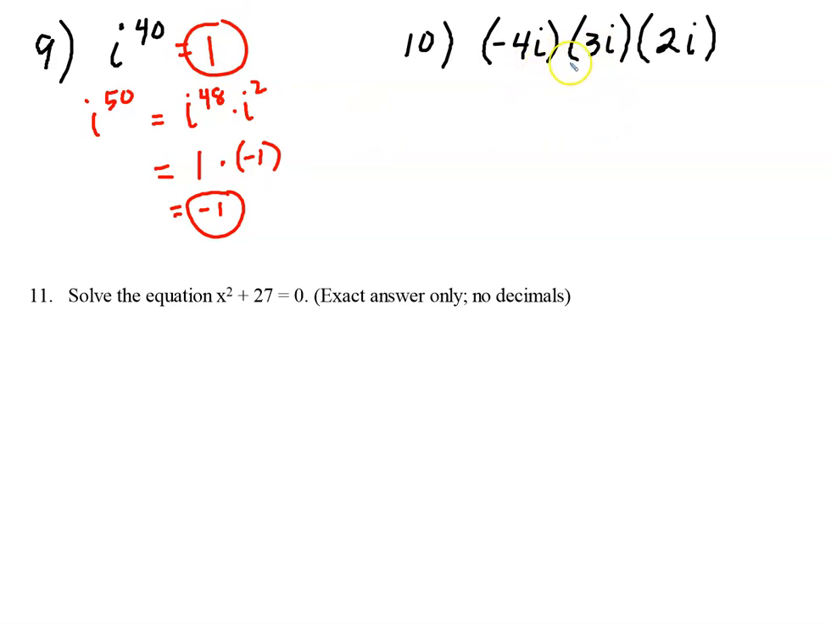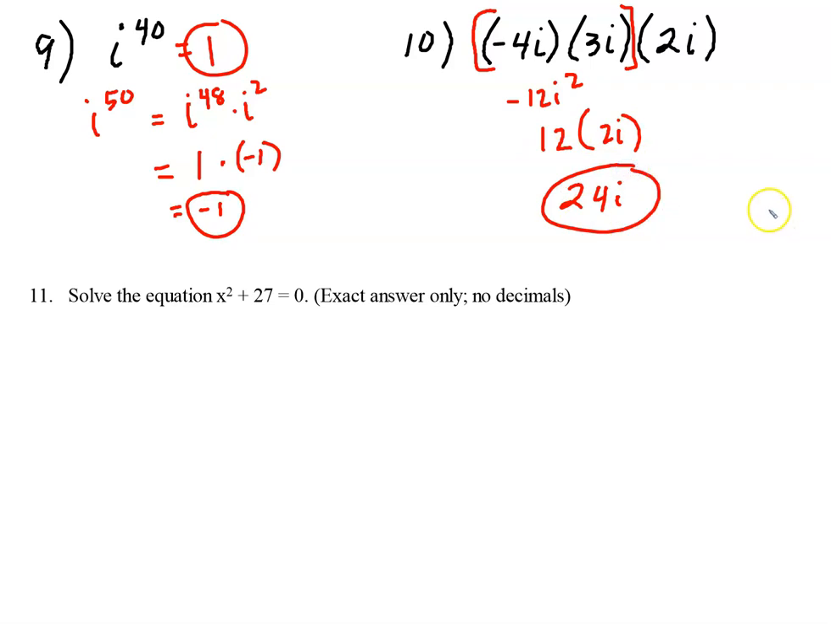Okay, so a couple of different ways of going about this. You could just go ahead and take the first two. That would make negative 12i squared. But since i squared is negative 1, it's really negative 12 times negative 1, which is positive 12. And then multiply positive 12 times 2i, and you get 24i.